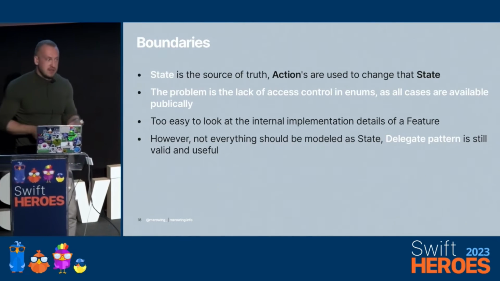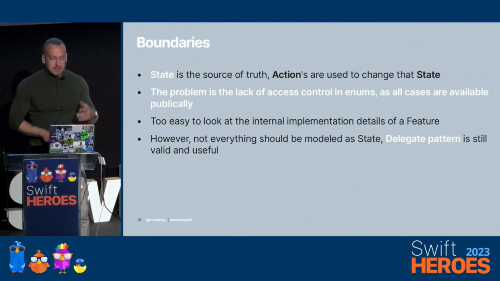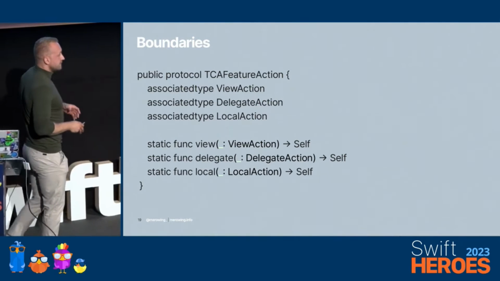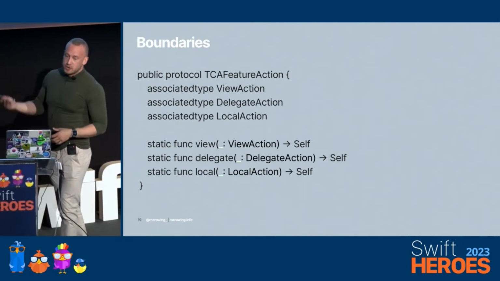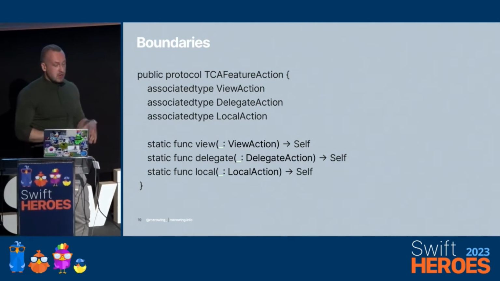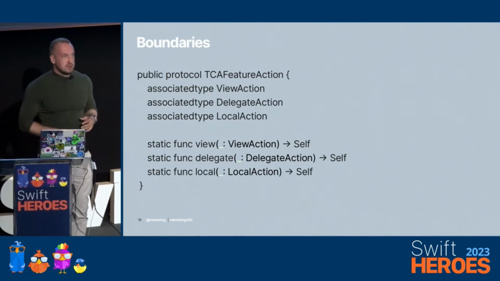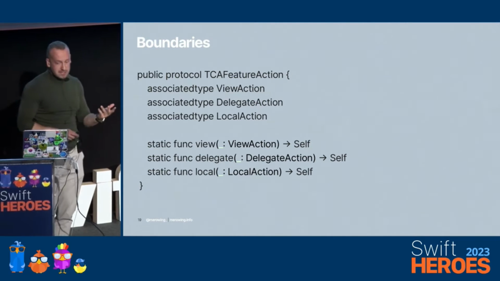It's not always state driven and it would be overkill to try to model it as a state. So we want some kind of solution here. And for me, the first thing I did is I established a convention with actual types. So I created this protocol called FeatureAction, which all the features in TCA would implement. And it categorized actions into 3 different sets. You have view actions, you have delegate, which is very explicit, and local actions.